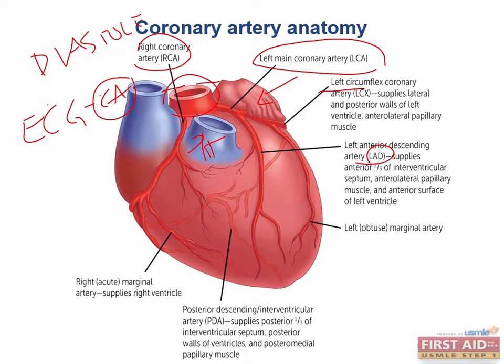Now the LAD descends anteriorly within the anterior interventricular groove towards the apex. This is the apex. Imagine here there's a groove. It's not shown in your diagram, but this is where it is. On its course, it gives off branches to supply the anterior two-thirds of the interventricular septum, the anterolateral papillary muscle, and the anterior surface of the left ventricle.